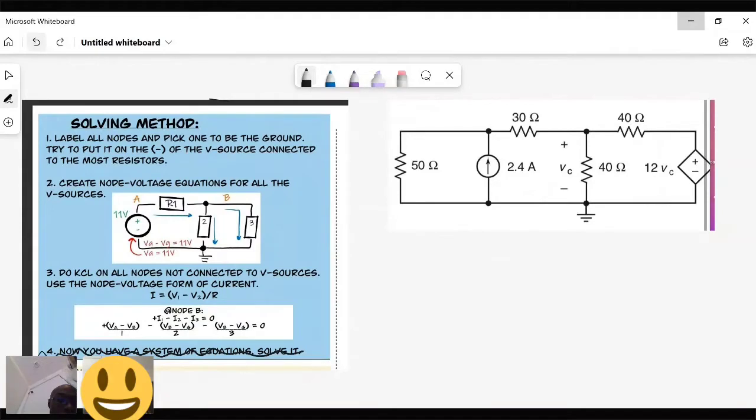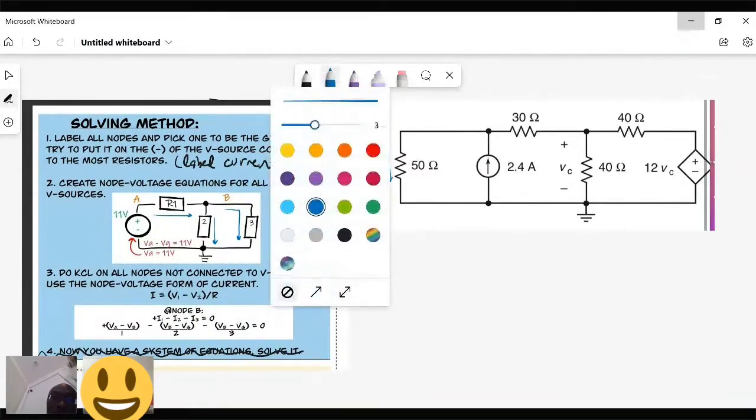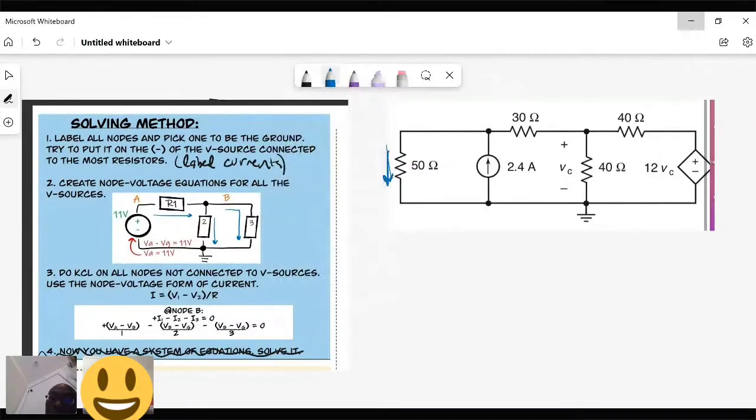Actually, I'm going to make a little note here. I got to label currents, like in the book. I got to remember that for later. So I'm going to put this current going down, make it a little bit bigger, put this current going down, put this current going to the left, put this current going down, and now I'll have this current go this way because I don't know. So bam, I got my four currents.